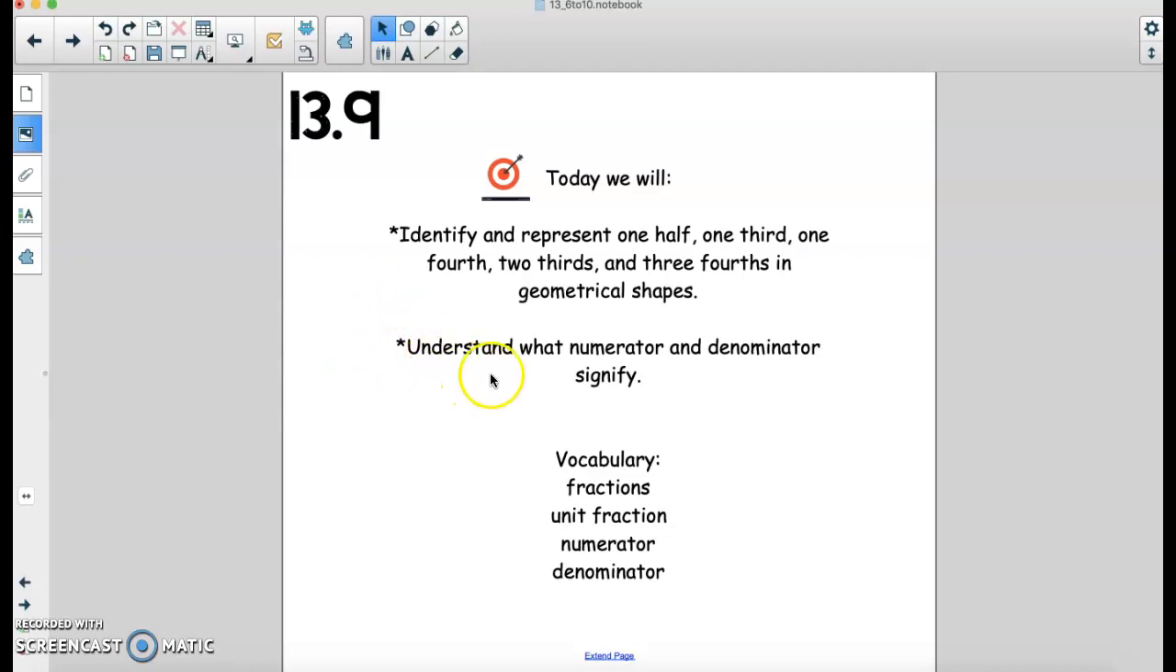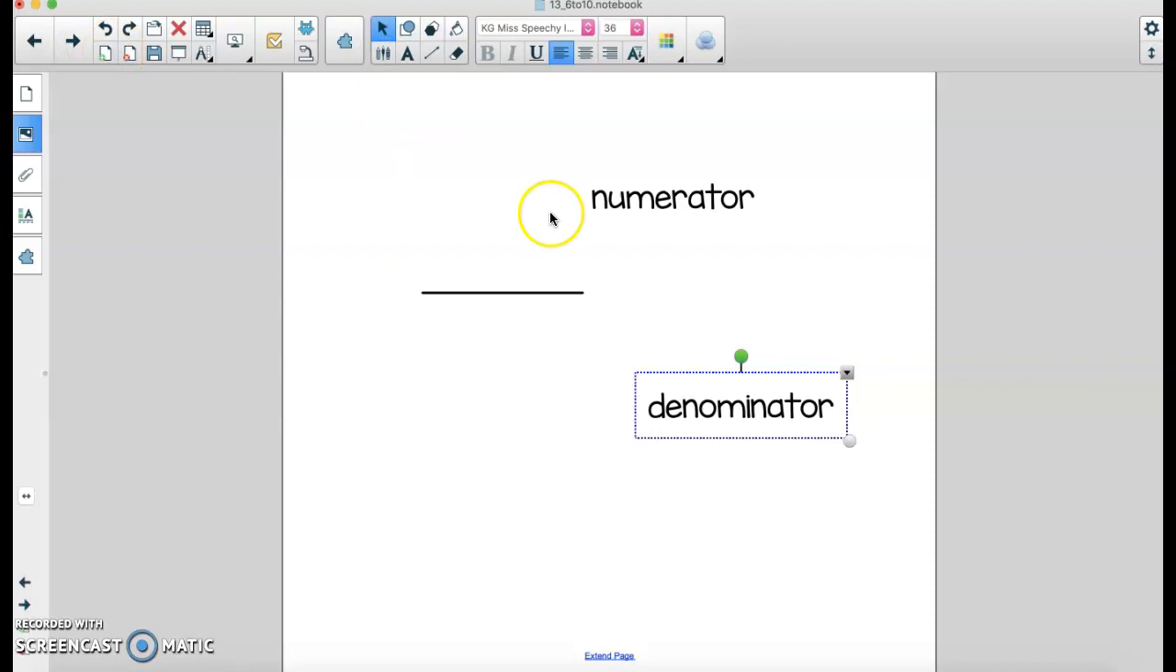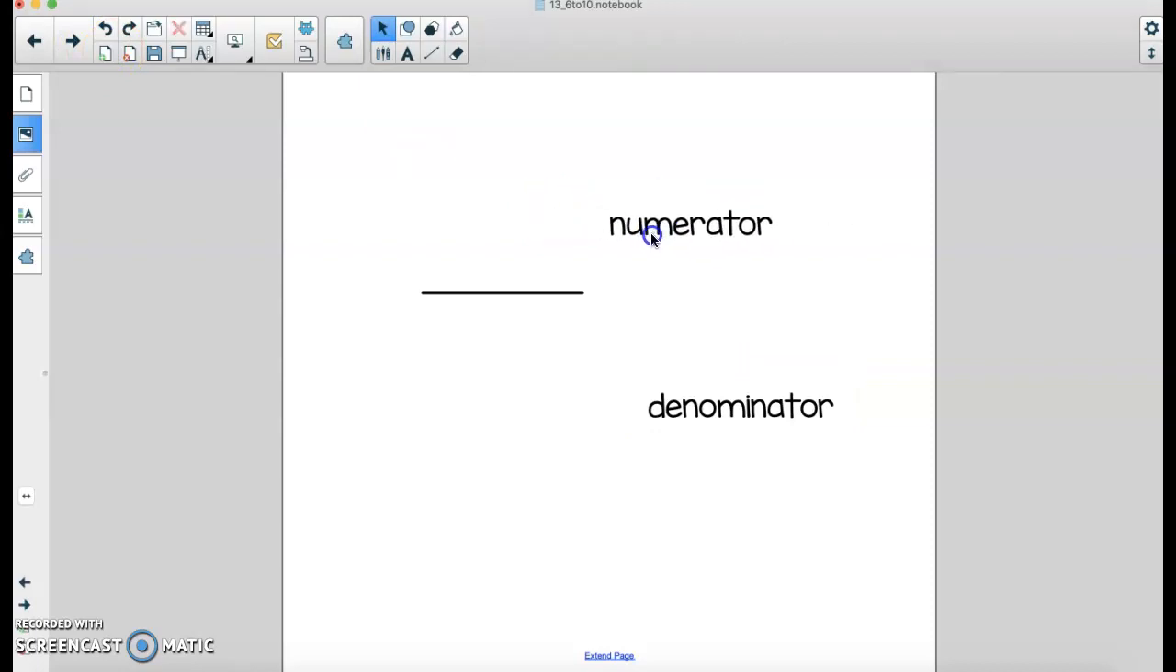We're also going to understand what a numerator and a denominator signify. So our vocabulary words are fractions, unit fraction, numerator, and denominator. So right now I just need you to get out a piece of paper and follow along. The numerator is the top number and the denominator is the bottom number of a fraction.